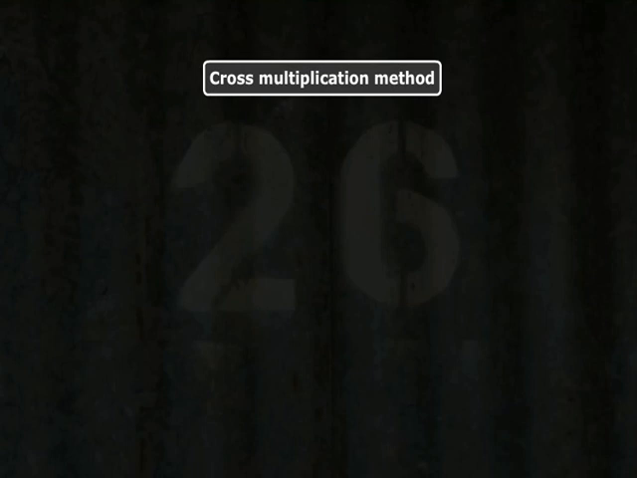Now the cross multiplication method is one of the more complex methods to solve a pair of linear equations in two variables. Now this is a process-oriented method in which we only need to remember the formula and then blindly follow the steps.